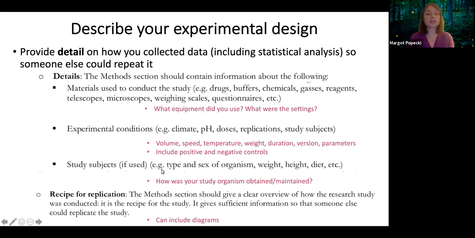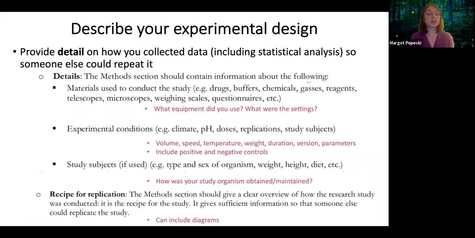And then if you use study subjects, you want to describe those study subjects. Also include how your organism was obtained and maintained. Again, this is all in the interest of replication. It's important to be able to redo studies to determine if you actually do get the same results or something different. That is important information.